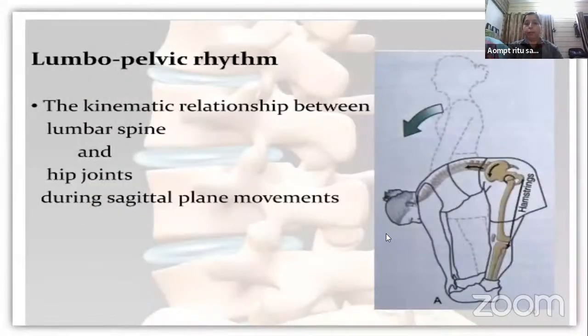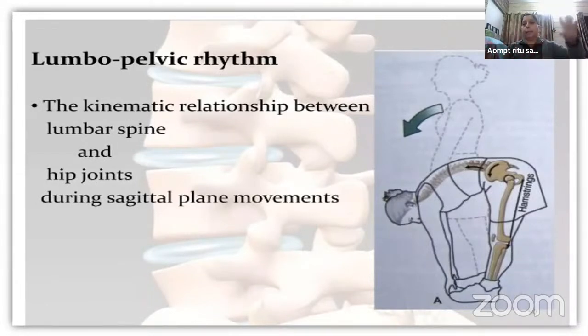Whenever we see the lumbar spine, it also plays a very major role. The kinematic relationship between the lumbar spine and the hip joints is also very important during sagittal plane movement itself. So with the flexion movement, how the pelvis plays a major role with the lumbar spine, or if we are doing the forward bending, how the hamstring comes into the picture, the tightness.